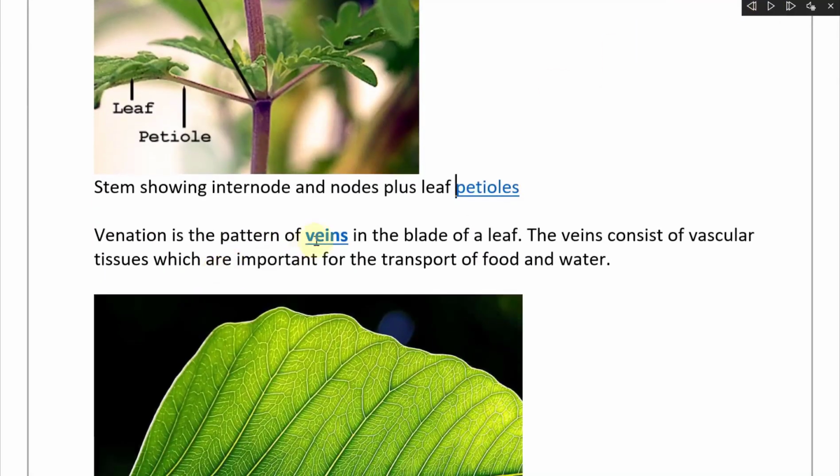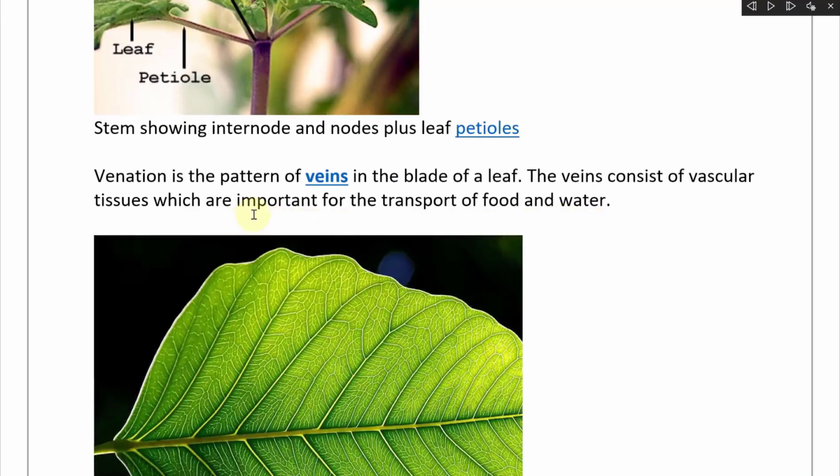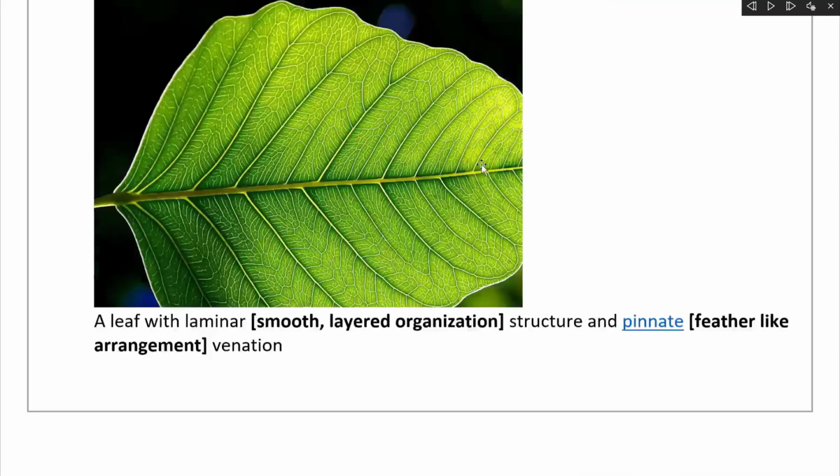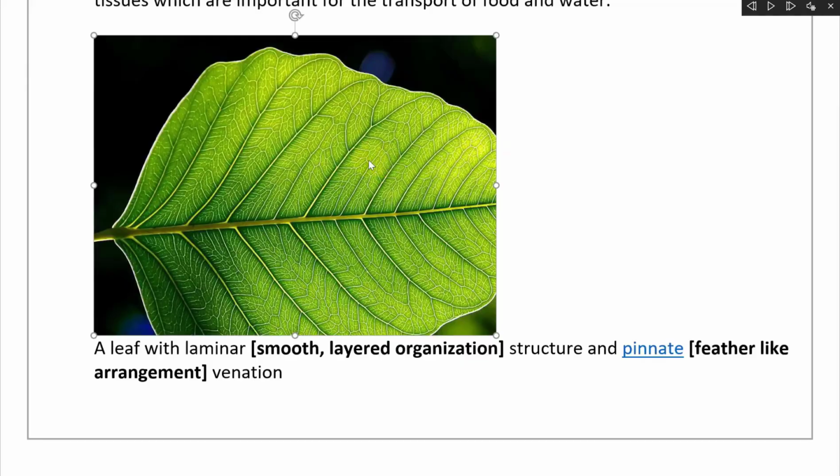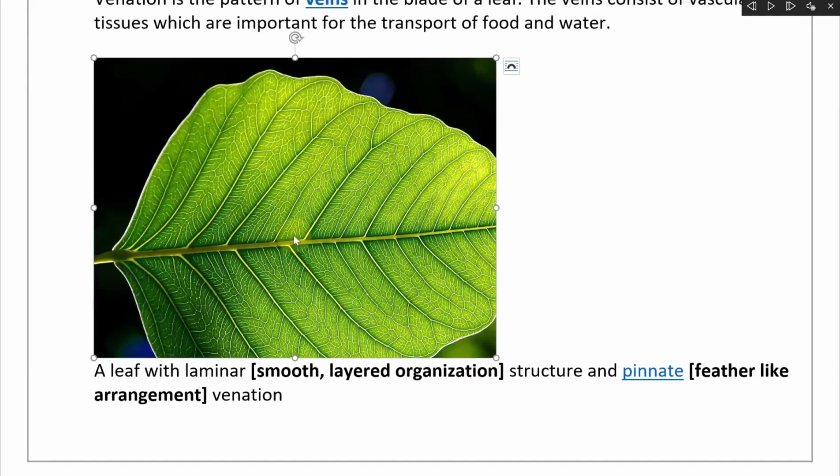Venation is the pattern of veins in the blade of a leaf. The veins consist of vascular tissues which are important for the transport of food and water. And here is the setup. It looks pretty ridiculous here. Pretty amazing. So the veins there, and there are micro veins over there.